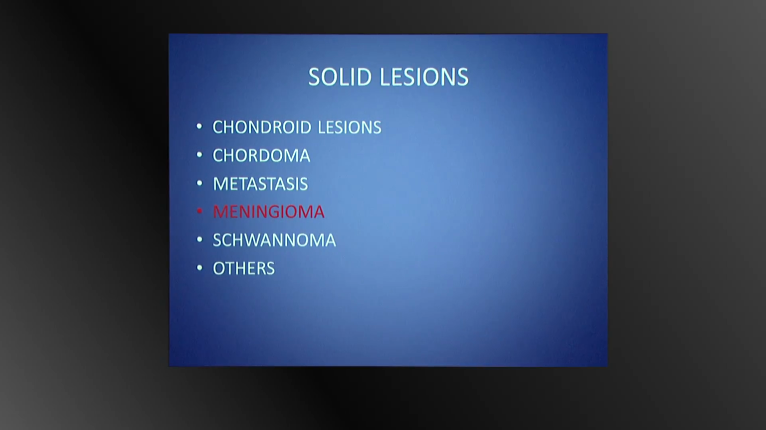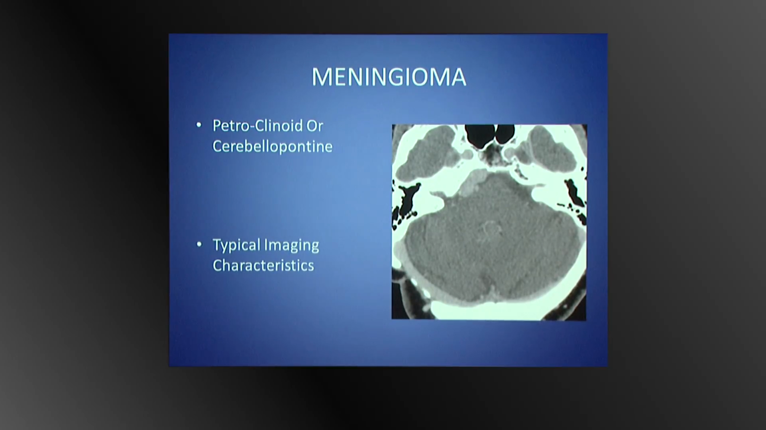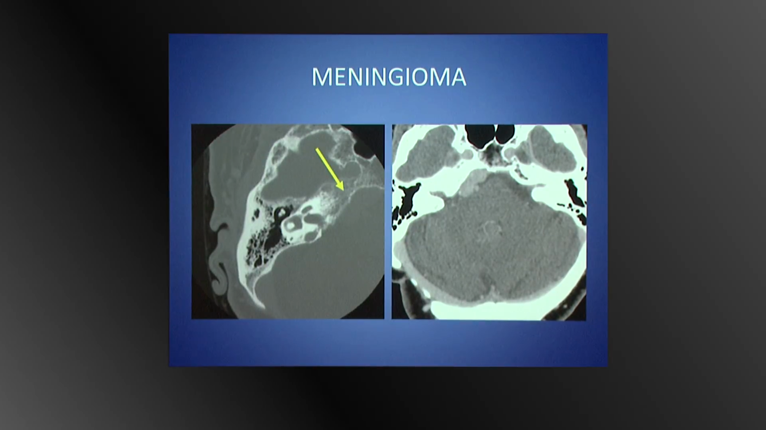Meningioma also has typical imaging features, and they tend to be either petroclinoid, involving the anterior aspect of the apex, or cerebellopontine, involving the posteromedial aspect. And they have the typical imaging appearance of meningiomas, which I'm not going to label, but you can see the bony change on the bony windows.